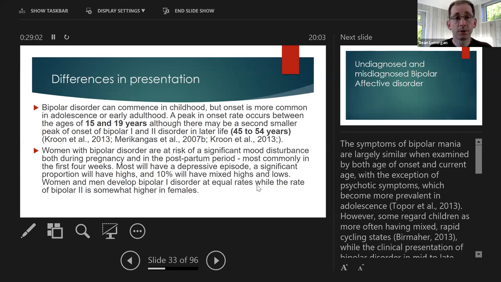Women with bipolar disorder are at risk of a significant mood disturbance both during pregnancy and in the postpartum period, most commonly in the first 4 weeks. Most will have a depressive episode, a significant proportion will have highs, and 10% will have mixed highs and lows. Women and men develop bipolar 1 disorder at equal rates, while the rate of bipolar 2 is somewhat higher in females.